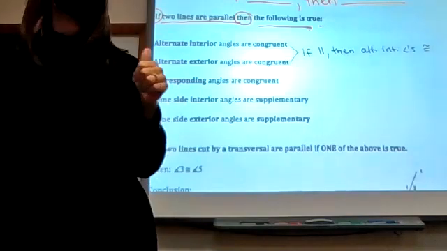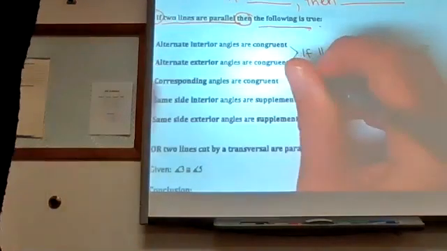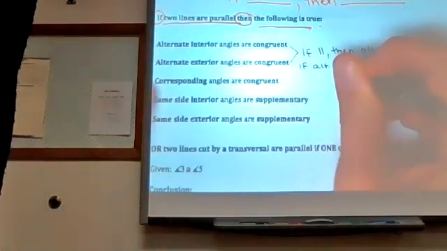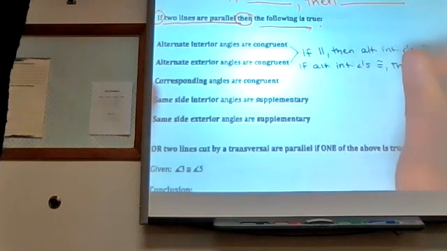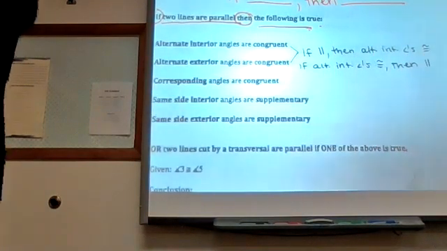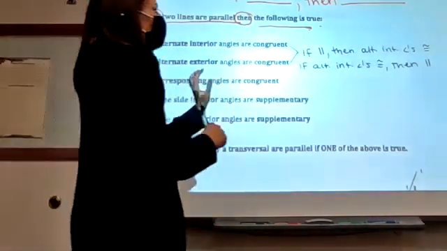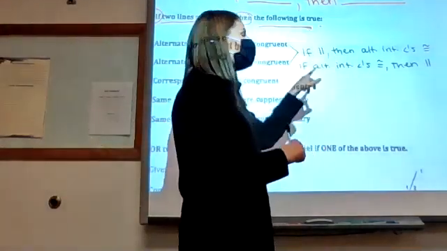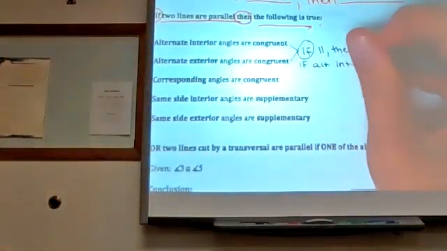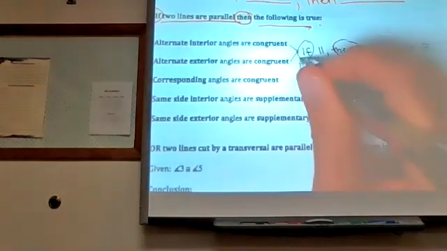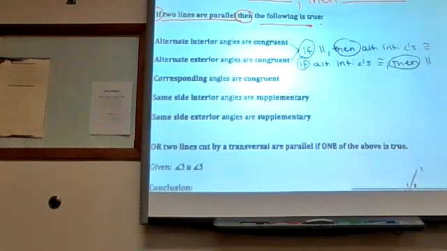By the way, it's true both ways. So I could also say, if alternate interior angles are congruent, then the lines must be parallel, okay? Because that is only true when we have parallel lines. So we go both ways with that if-then. If parallel, then this is true, or if this is true, then the lines must be parallel.